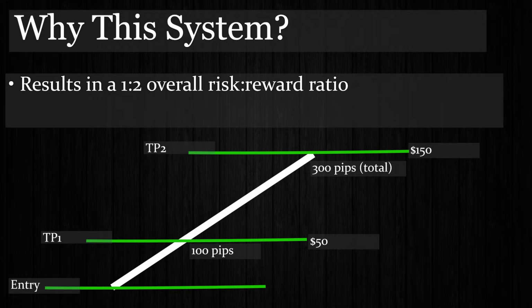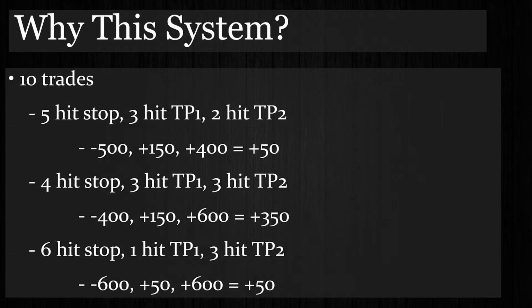So let's do a little bit of math on this. We're going to go with 10 trades and the $100 risk. So let's say in this example, 5 of them just went straight to stop. That's negative $500. 3 hit TP1. It's $50 each back to entry, means nothing further. So each one's $50 or $150 total.